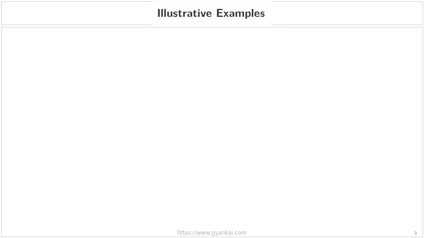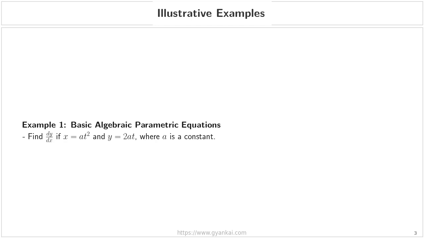Illustrative examples. Now that we have established the theoretical three-step process, let us apply it to a practical problem. Please look at example 1, which deals with basic algebraic parametric equations. Our goal here is to find the derivative of y with respect to x, given that x equals a t squared and y equals 2 a t, where a is treated as a constant.